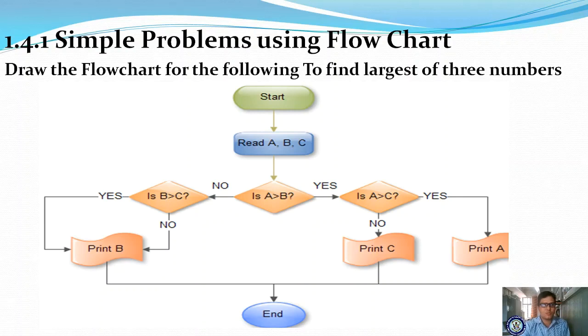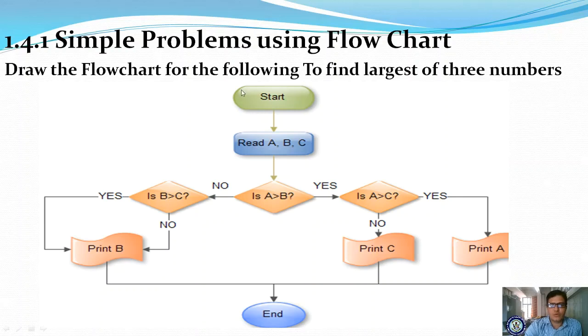What is the next problem? Let us see. A simple problem using flowcharts. Draw the flowchart for the following: to find the largest of three numbers. So to find the largest of three numbers, we have to develop this concept, right? Here is the oval symbol or rounded rectangle. Here you are reading. It is a parallelogram. Please observe here. Don't take it as a rectangle. It is a parallelogram. Okay.